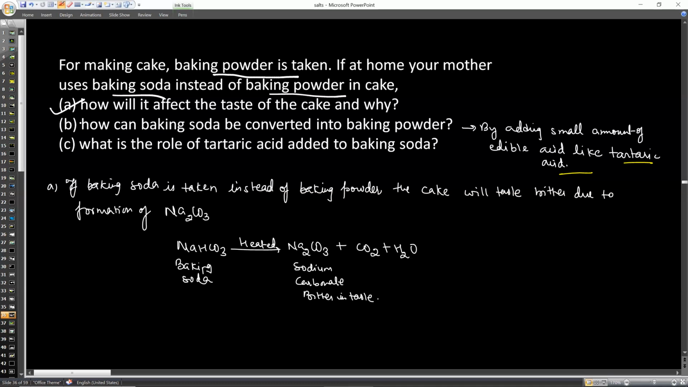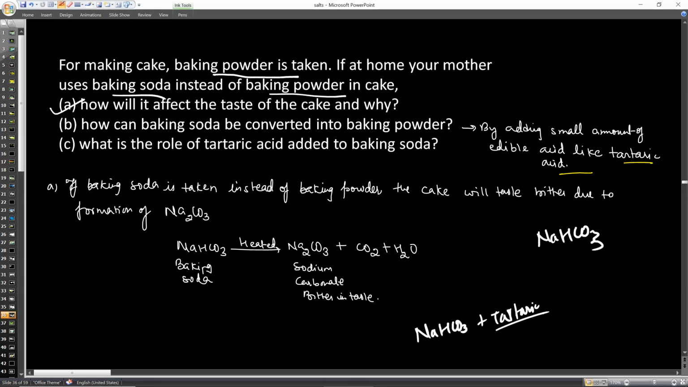Baking soda is only sodium hydrogen carbonate, and baking powder is NaHCO3 plus a mild edible acid, tartaric acid. In baking soda there's no acid; in baking powder an acid is mixed with it. Then what would happen?